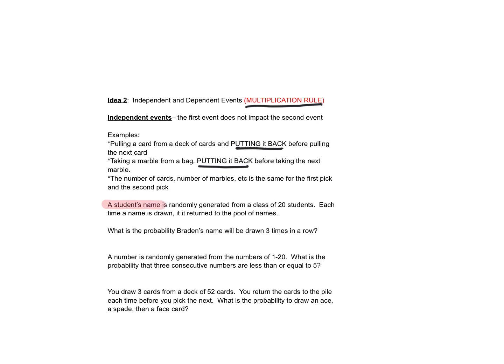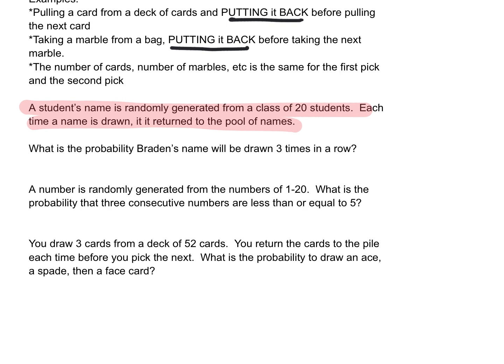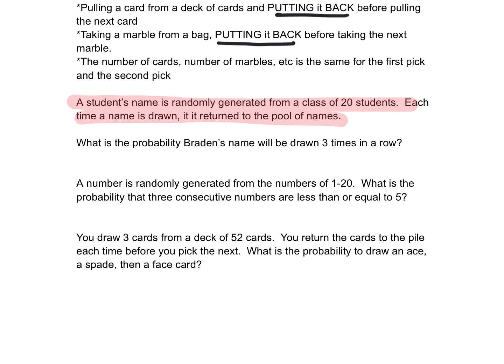Let's go down to our first example. A student's name is chosen. There's 20 kids in a class. If you randomly choose 3 times, what's the chance that Braden's name is going to be chosen 3 times? Well, the first time I pull a name, I've got 1 Braden in the class. We're going to assume there's only 1 out of 20. The second time, there's still only 20 names in my class because I can pick the same name twice. So I'd have 1 out of 20 and 1 out of 20, which is going to be 1 out of 8,000. Not very likely that I pull the same name 3 times in a row.